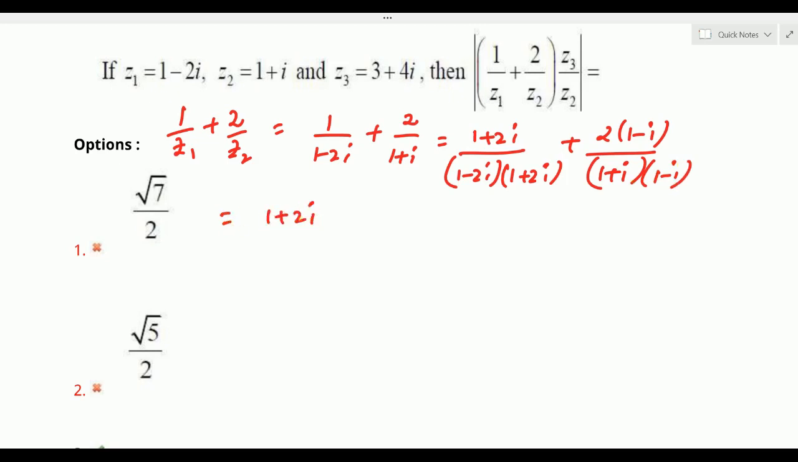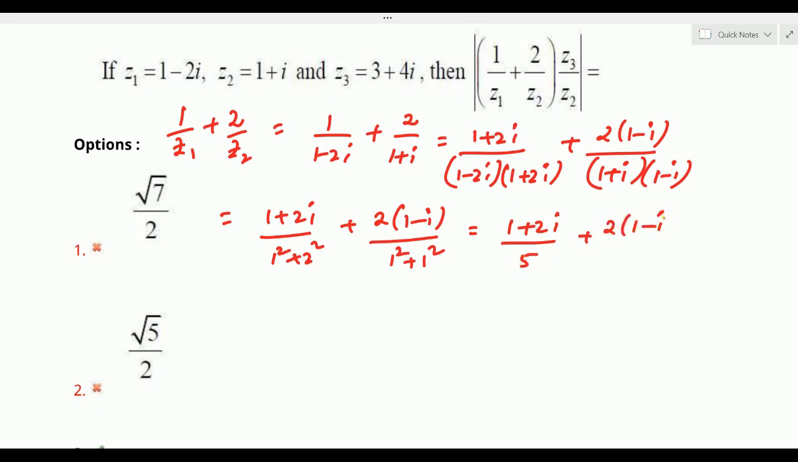Numerator 1 plus 2i, denominator 1 plus 2i into 1 minus 2i. What I said: a plus ib into a minus ib is a square plus b square, since i square is minus 1, so this is 1 square plus 2 square. Plus 2 times 1 minus i. This term also is a square plus b square, that is 1 square plus 1 square. Right? Therefore this is 1 plus 2i by 5, plus 2 times 1 minus i by 2. The 2 cancels. Therefore the resultant is (1 plus 2i) by 5, plus (1 minus i).